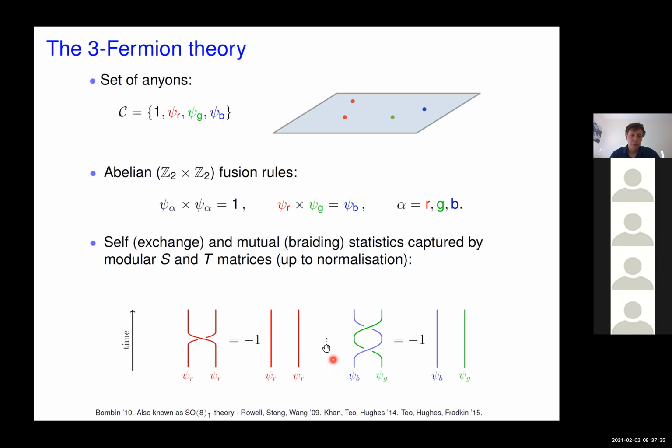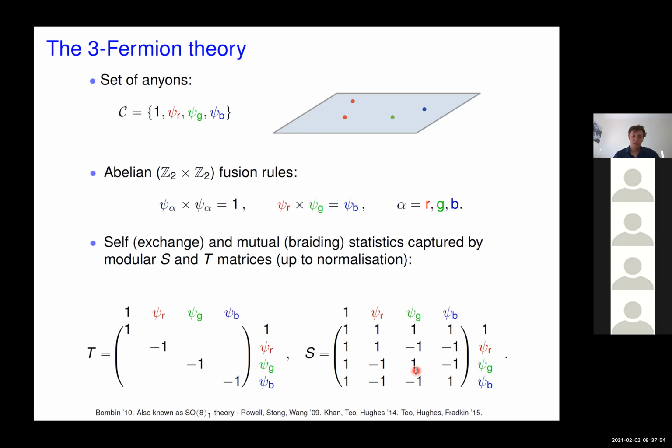So for the 3 fermion theory, for the self-statistics, if we exchange any of the fermions, we get a -1 outcome, such as illustrated for the red guy here. And this is why we call them a fermion. And now for the S matrix, any process involving 2 distinct fermions will give a -1 sign and a +1 otherwise. So if we write out the full S and T matrices, we have the following.